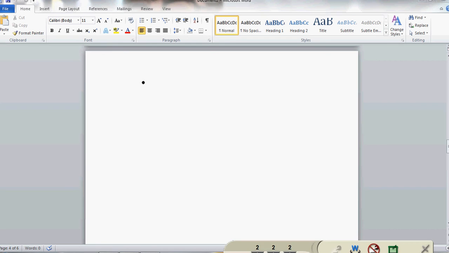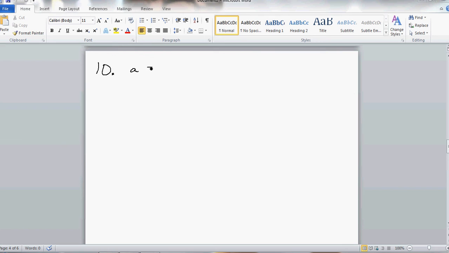Example number 10. A rocket lifts off the surface at an acceleration of 30 meters per second squared. So A is equal to 30. I know that. How fast will the rocket be going 2.5 minutes later? In other words, the velocity.